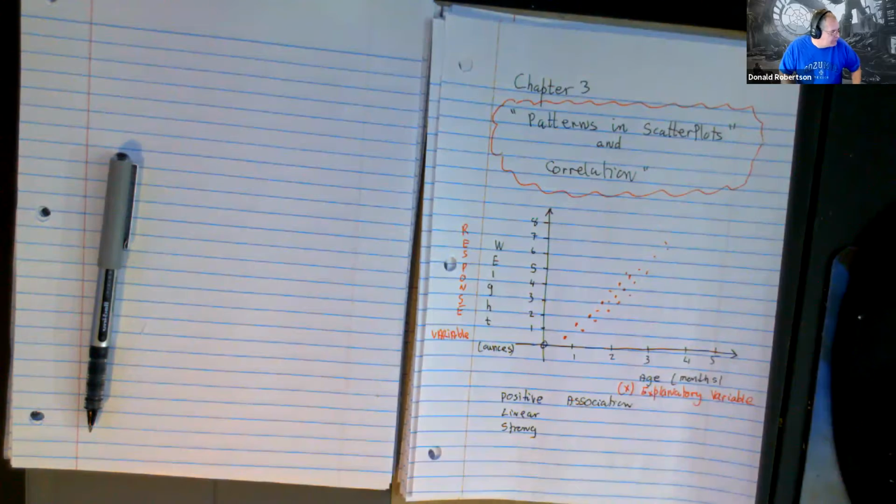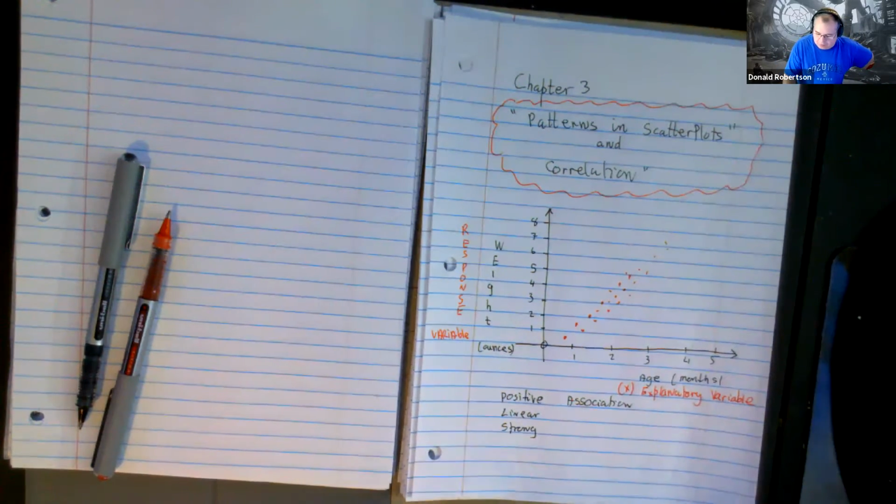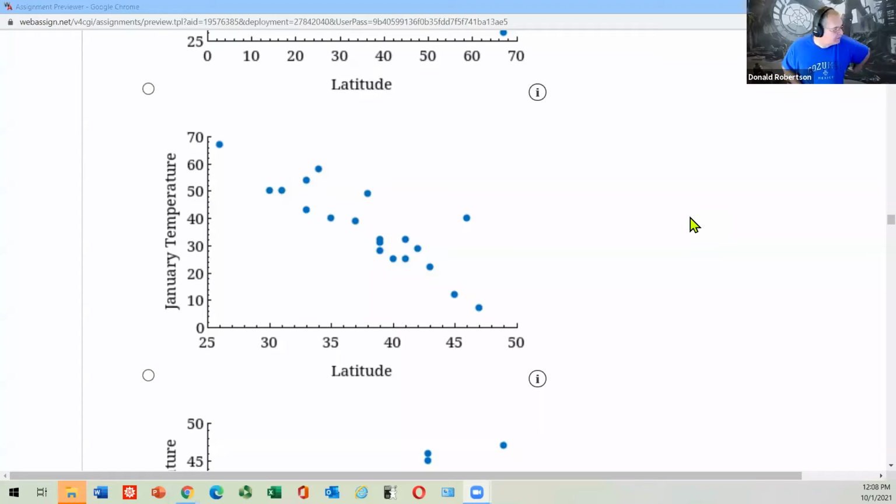Okay. So let me zoom over to some scatter plots and just ask you what the response variable name is. What is it? And what is the explanatory one? Okay, so here's one about January temperatures and latitude. Which one of those two things is the explanatory variable? Latitude. And so the response variable would be January temperatures.